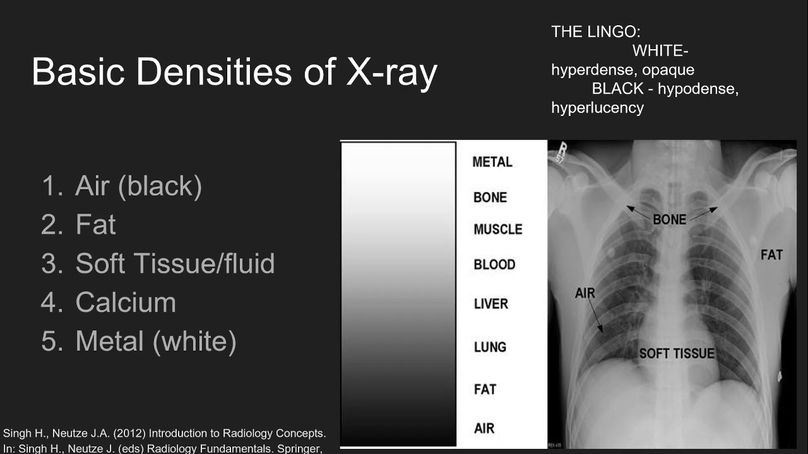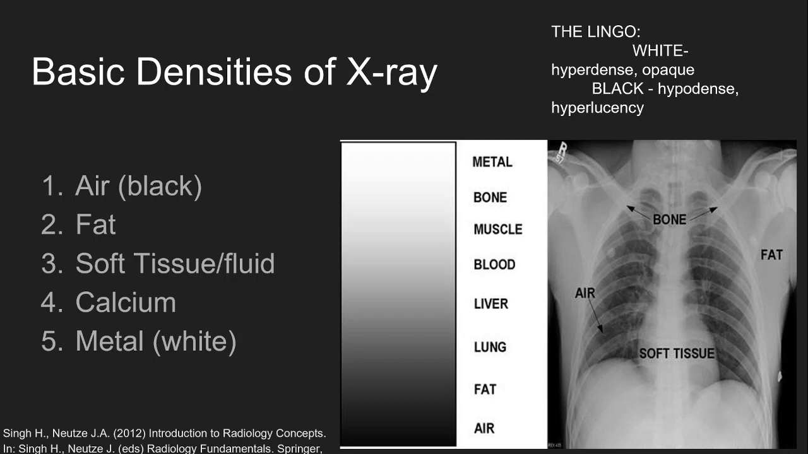There are 5 basic densities that can be seen on X-ray. From least dense to most dense, they are air, fat, solid and fluid, calcium, and metal. The first 4 are naturally occurring and can be seen in the chest radiograph on the right side of this slide. You can see that the air inside the lungs appears black. When looking at an X-ray, this is called hypodense or hyperlucent.